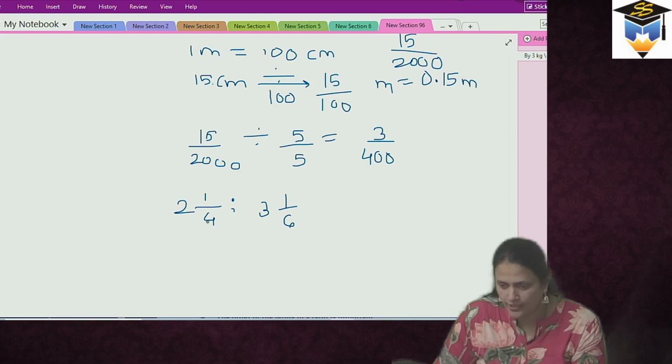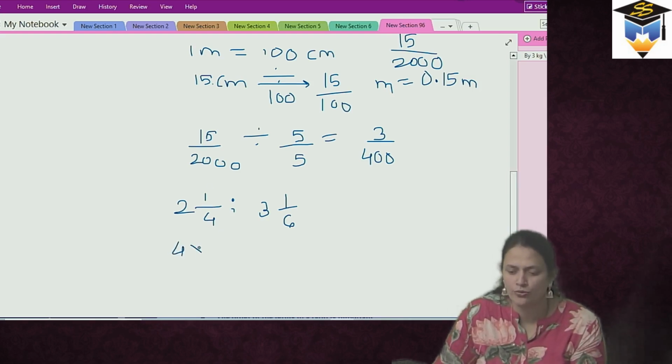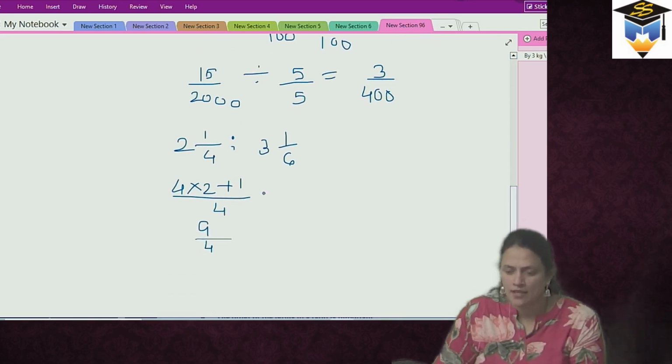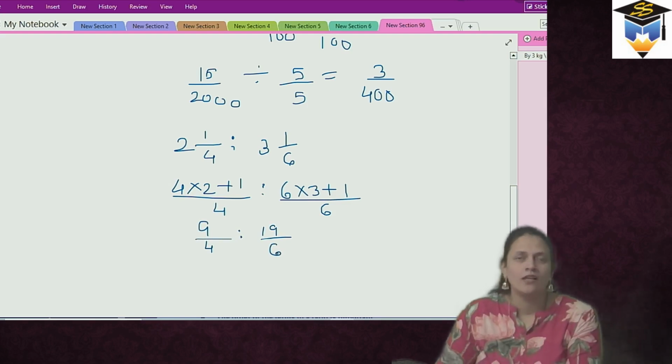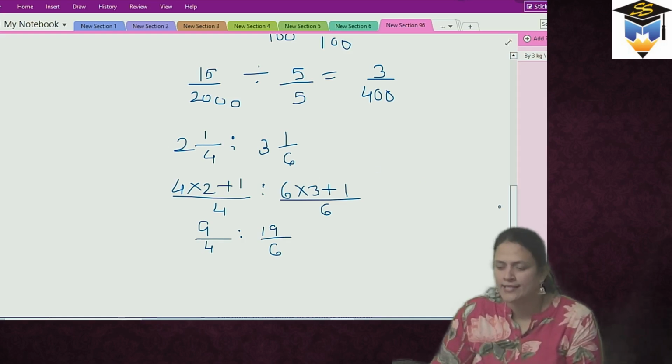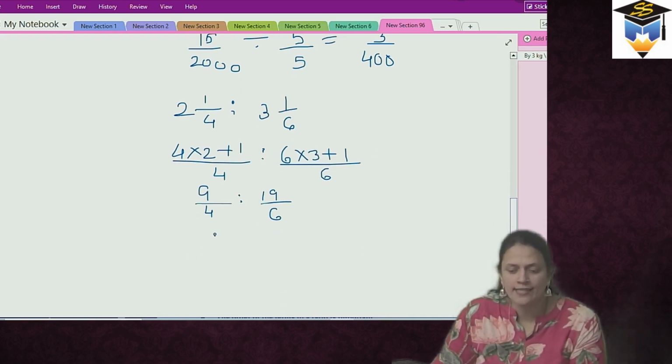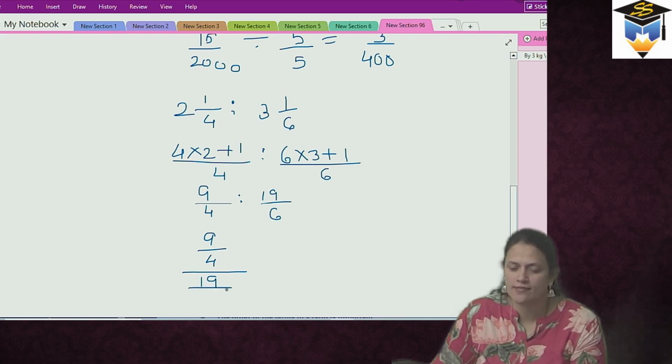First take the denominator part, 4 multiplied by 2 plus 1. So first let us convert it to improper fraction. So that is going to give us 9 upon 4. Correct? Is to 6 into 3 plus 1 upon 6. So this ratio is going to be 19 upon 6. Again an improper fraction. Now इसका ratio निकालना है. So antecedent upon consequent. So our antecedent is 9 by 4 and our consequent is 19 by 6.